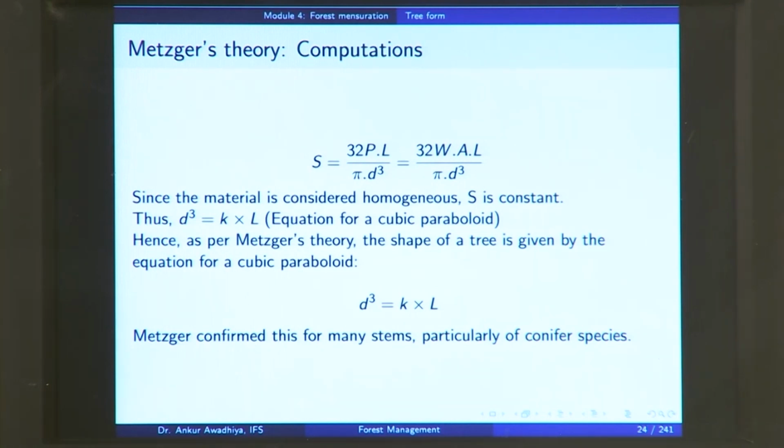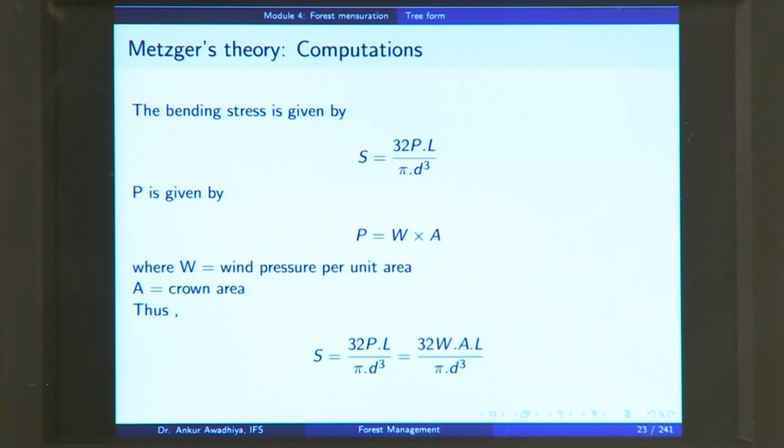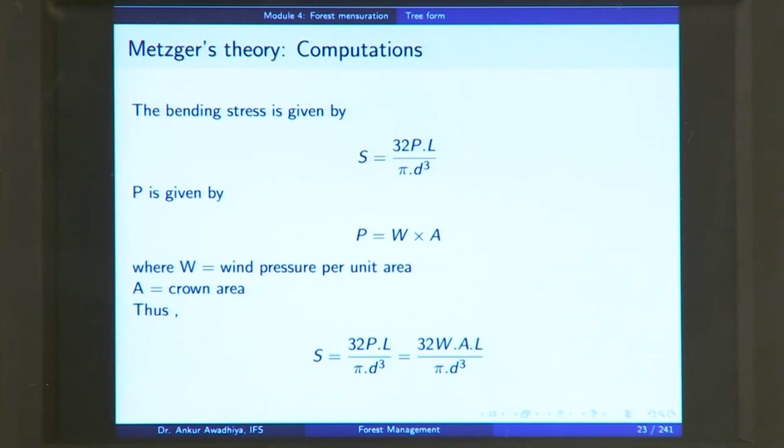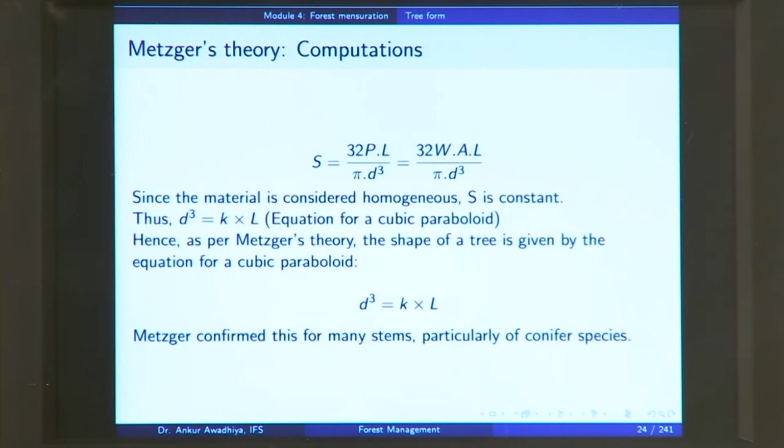Now, the material is considered to be homogeneous. Remember we said that the material is uniform; it does not change as we move along the tree. Since the material is uniform, S is constant, because the same amount of bending stress will be there at every point. The tree is trying to deposit material in different places so that the bending stress is the same at all the locations. So, S is a constant.